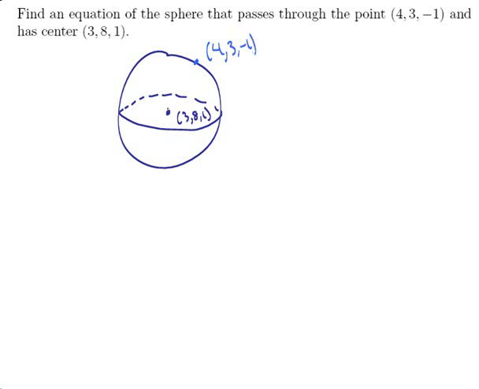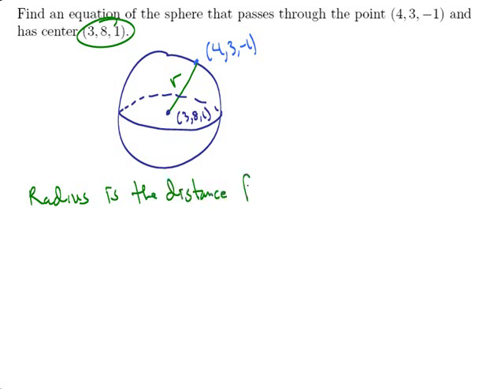And so if we're able to find the distance from the center to that point, that's going to be equal to the radius. And that's what we need to find the equation of the sphere. We need the center, which we have at (3, 8, 1), but we also need the radius, which again we can find by finding the distance from the center to that point that is on the sphere. So the radius r is going to be the distance from our center point of (3, 8, 1) to that point that's on our sphere of (4, 3, -1).